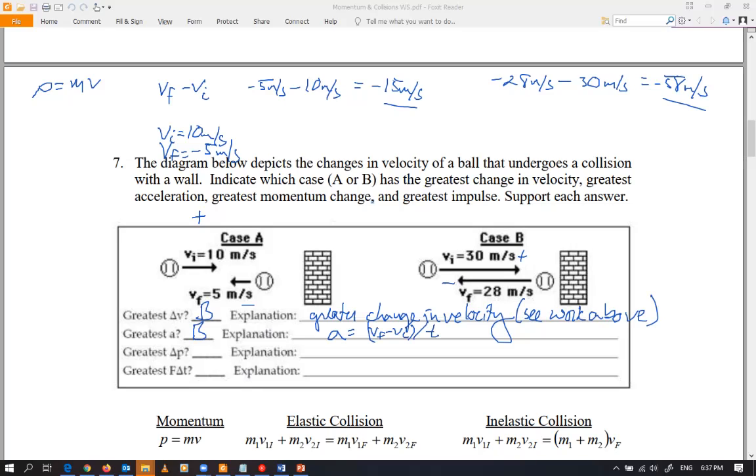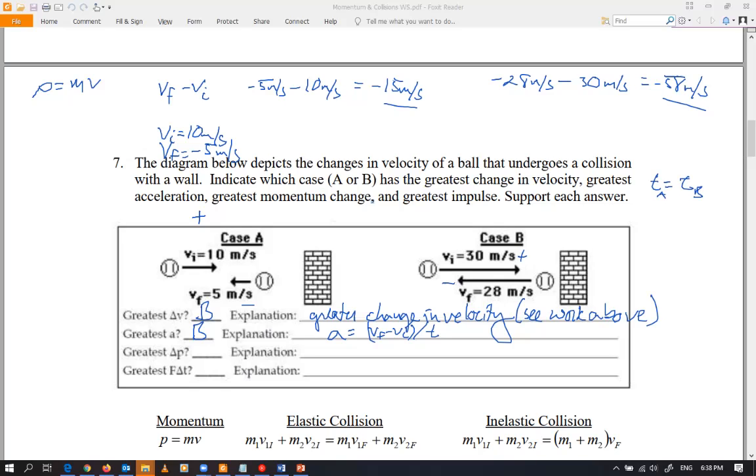The only thing that may change this is how quickly this happens. But if we assume that t for time is equal in both circumstances, t for case A and t for case B are the same, then what we're really looking at is how big that change in velocity is. So now we have to take a look at the greatest change in momentum. Remember that momentum is equal to mass times velocity.